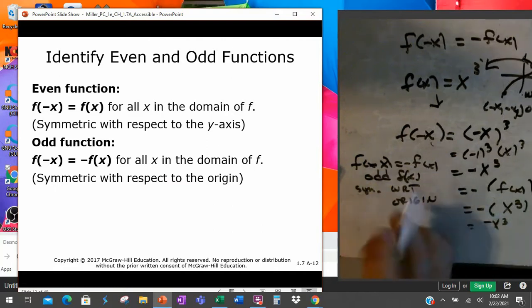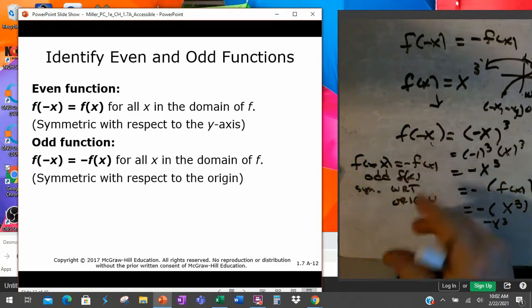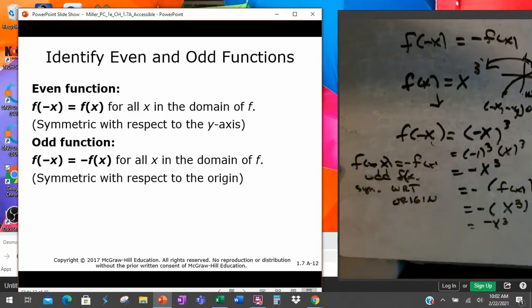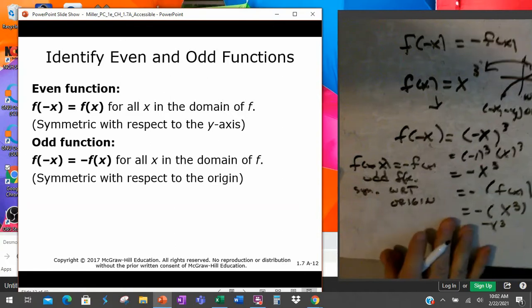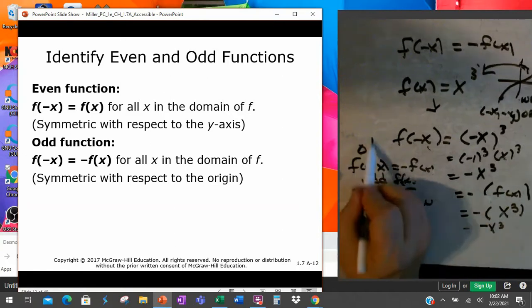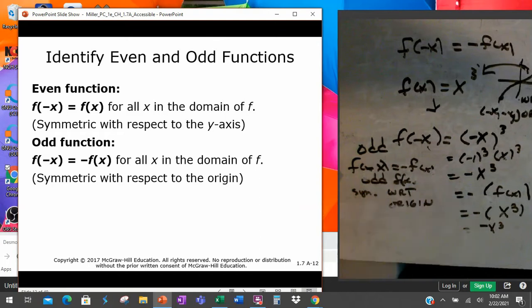And again, we will not use this notation if it's symmetric with respect to the x-axis because it's not even a function. So we don't have to worry about any of these. This is the odd function. Odd function, not being strange. You should think of this as evens are going to be the even powers 2, 4, 6, 8. Odds are going to be 3, 5, 7, 9, those odd numbers as powers.